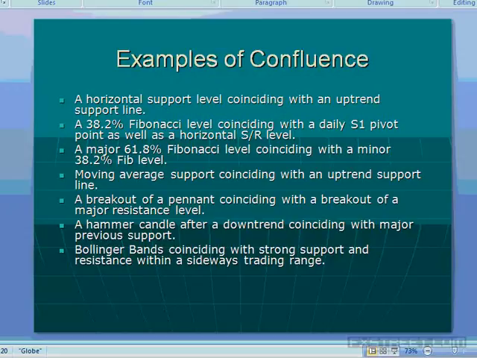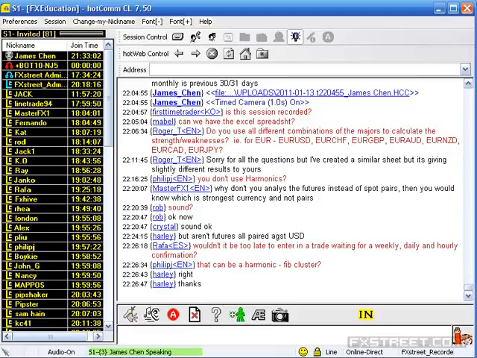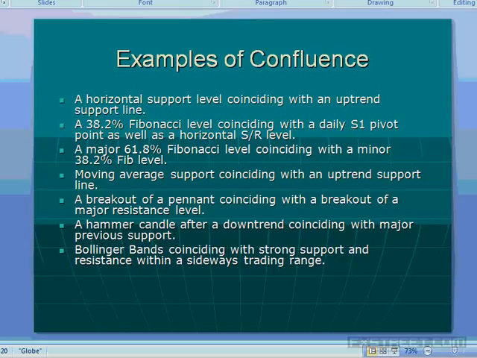Rafa asks, wouldn't it be too late to enter a trade waiting for a weekly, daily, and hourly confirmation? No. If you take a look at the chart, early this morning, what happened was we saw a confirmation that the euro became the strongest. The euro has been the strongest in the last week and in the last day since yesterday, as well as in the last hour. At that point, this confirmation this morning, and the momentum of the move took it much farther after that confirmation. So we're looking for confirmation there, and it occurred, and the euro became the strongest.